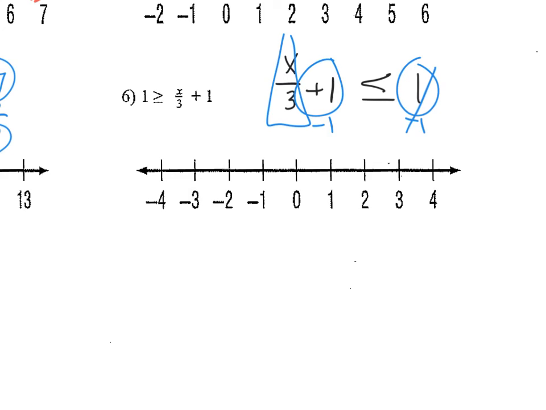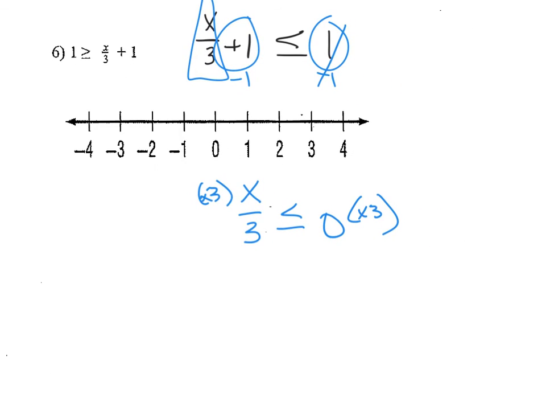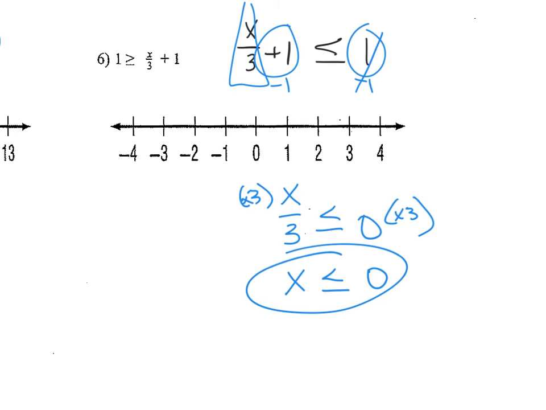So that'll give me 0, right? Less than or equal to, and then x divided by 3. Since that's dividing, I would multiply. What's anything times 0? 0. So x is less than or equal to 0.